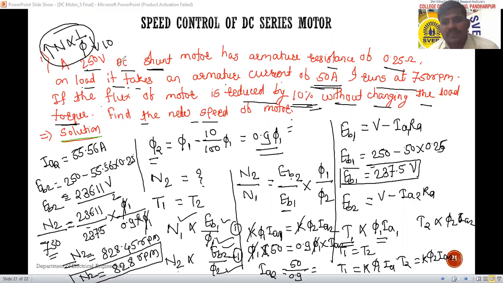So this is just a problem related to speed control technique of DC shunt motor. We have taken one problem. So the remaining problems we will see in the next lecture. Is there any doubt in this problem? कुणाला काय डाऊट आहे का याच्यामध्ये?